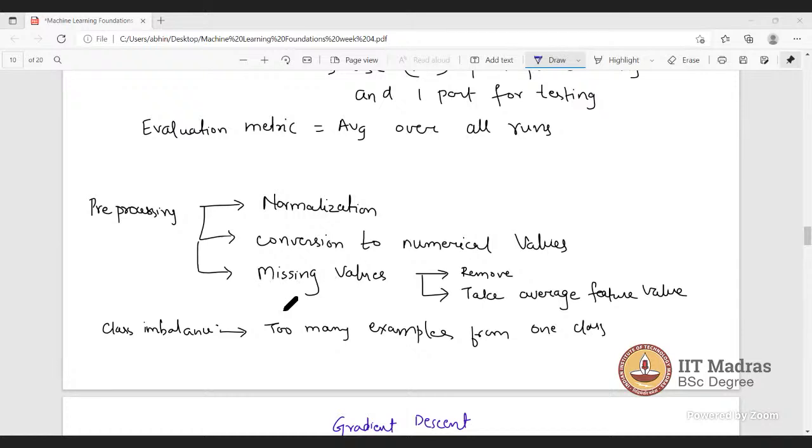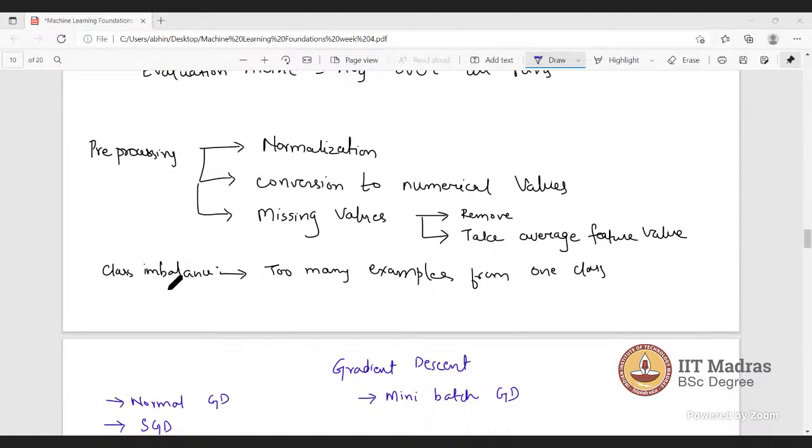Next there was something called missing values. How to deal with these missing values? Suppose there are some blanks in the feature values. Two ways we can do it. We can either remove the missing values, or we can take an average of the feature value for which the value is missing. If we remove that particular feature or that particular example, then we are reducing the amount of data, which sometimes is not good. If our data set is already of low quantity, then that is not good. So taking the average feature value makes sense in such cases.